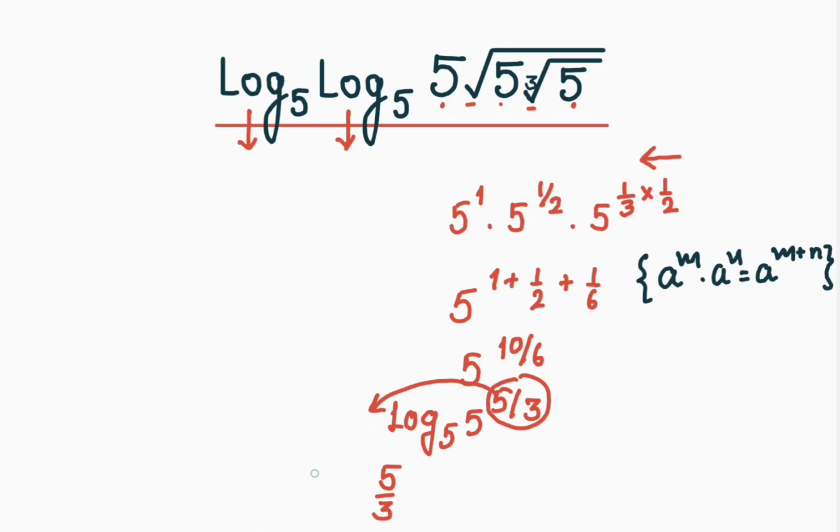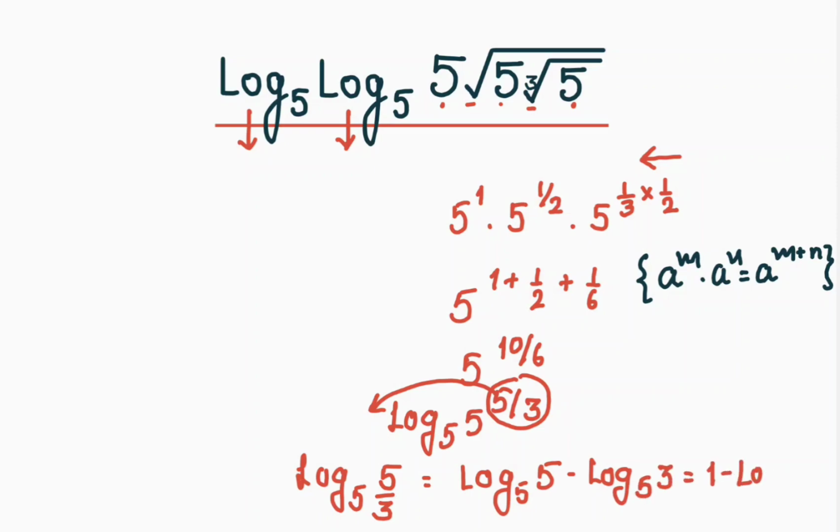Bring down the second log. You will get log of 5 by 3 to the base 5. This can also be written as log of 5 minus log of 3, or simply 1 minus log 3.